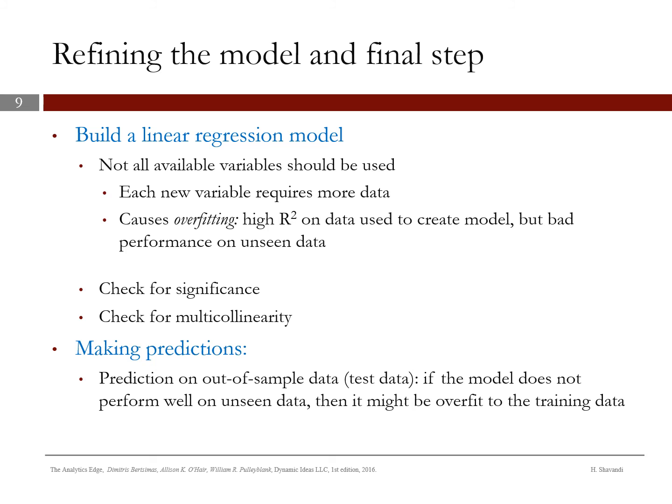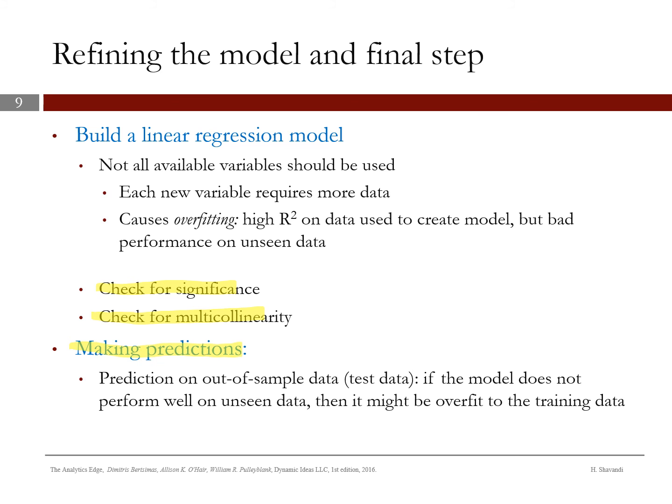Refining the model and final step. After building a linear regression model, as we discussed, we need to see if there are any insignificant independent variables. If there are, then we will remove those insignificant variables one at a time, okay? So we should check for the significance and also multicollinearity. This is why we remove the insignificant variables one at a time. And then we need to make predictions.